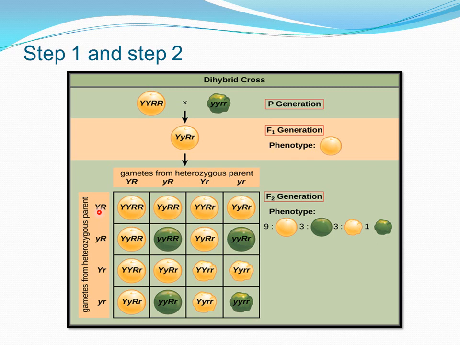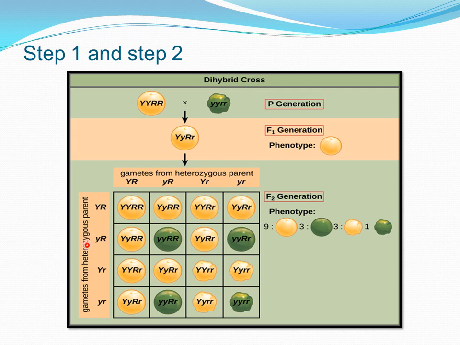Again, this capital Y and R is being crossed with small y, capital R. So what are we getting? Capital Y, small y, and capital R, small r. So this goes on. Again this one is being crossed with this one, so capital Y, capital R and small r. This continues.